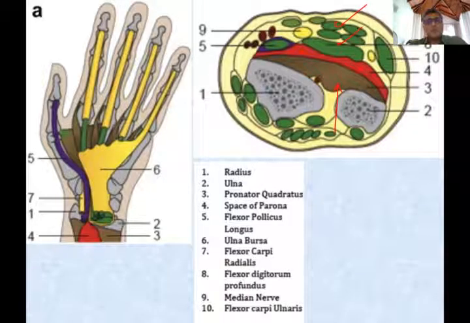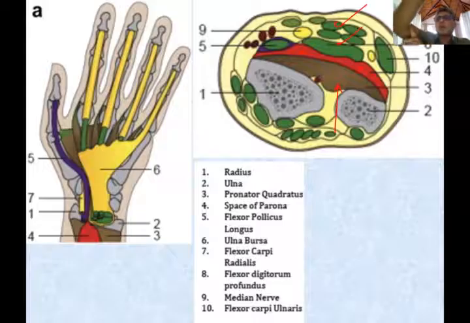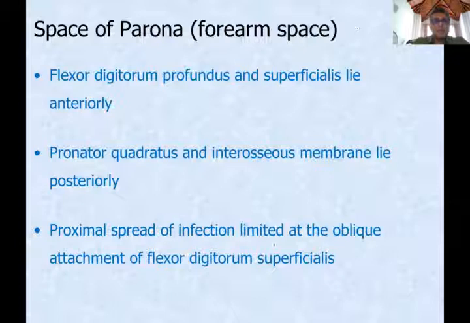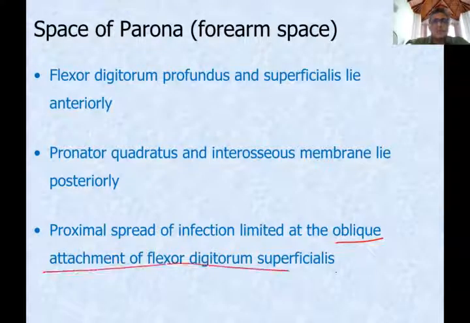Now, if you remember the attachment of flexor digitorum superficialis, it's attached proximally, close to the elbow joint here. So the spread of infection will be limited at the oblique attachment of the flexor digitorum superficialis, that is, distal to the elbow joint. Therefore, infection will not go up to the elbow joint. At least it does not cross the elbow joint. It goes up to the upper attachment of the flexor digitorum superficialis and gets limited there.